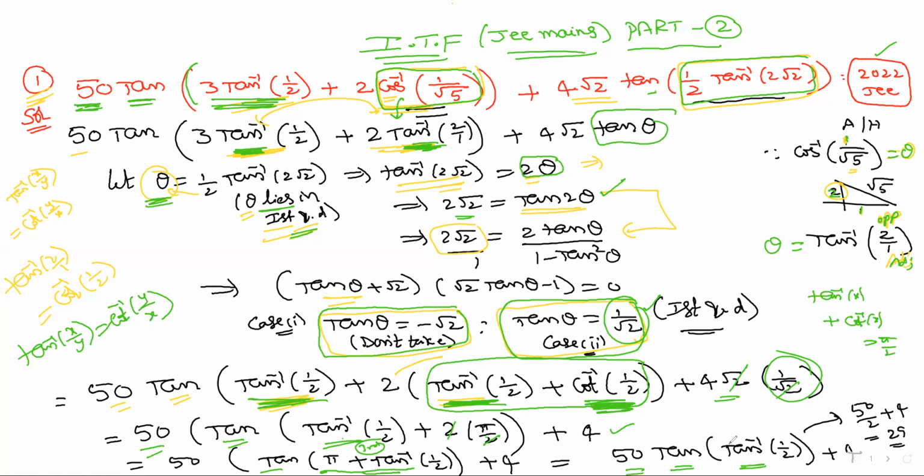Now, by the inverse trigonometric function property, tan of tan inverse of x is x. So 50 times 1 by 2 means 50 by 2, plus 4. It will become 29.